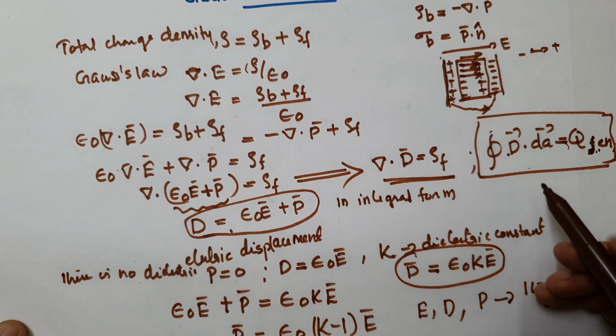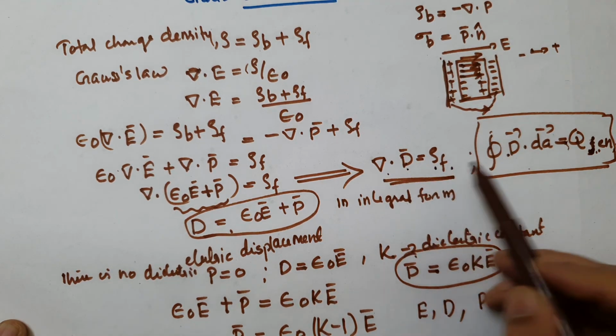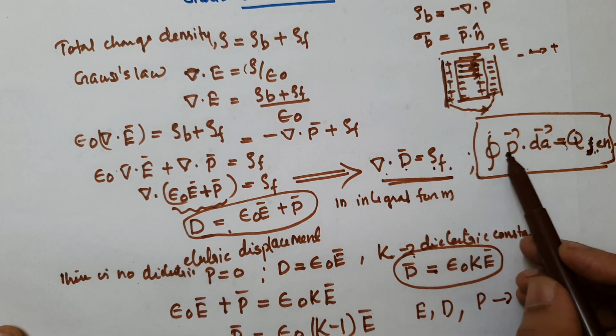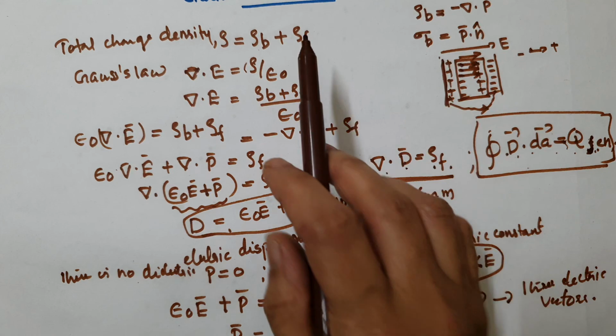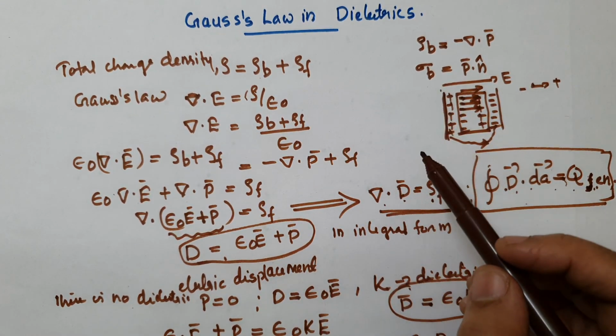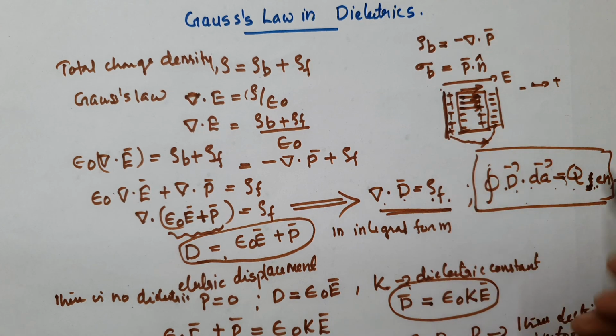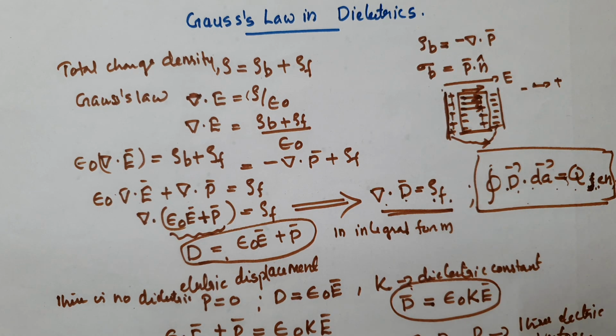So the Gauss's law in dielectrics is del dot D is equal to rho F, or the closed integral of D dot dS is equal to Q, free charges enclosed. That is, the Gauss's law in dielectrics states that the total electric displacement through a closed surface around a dielectric is equal to the total free charge enclosed within the surface. And this is Gauss's law in dielectrics.